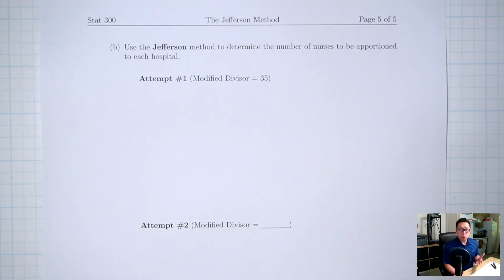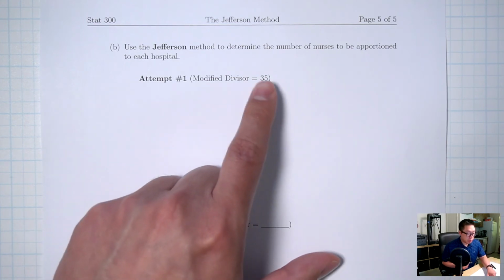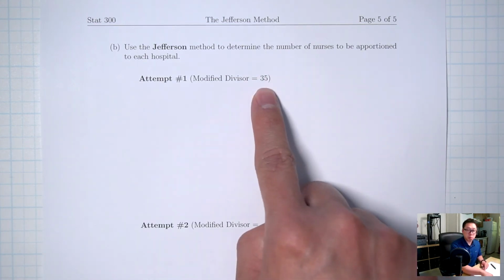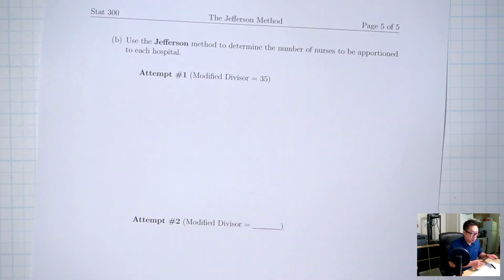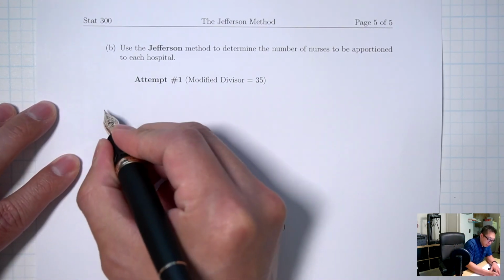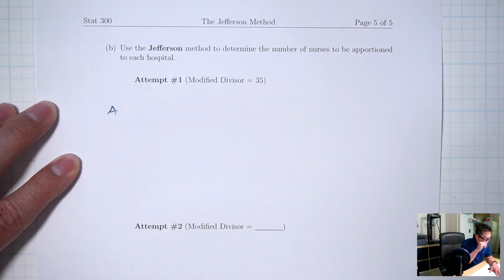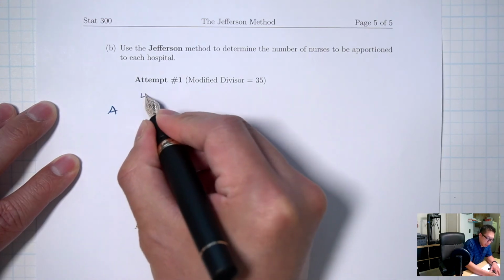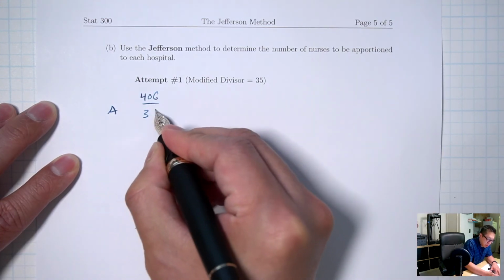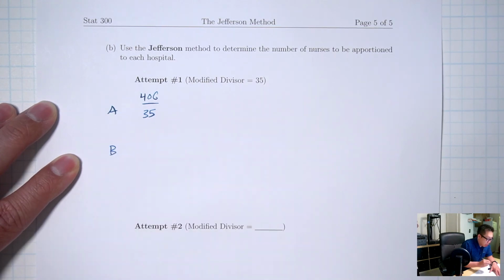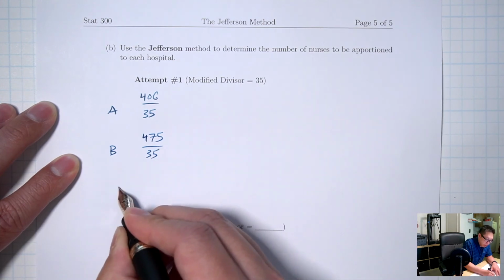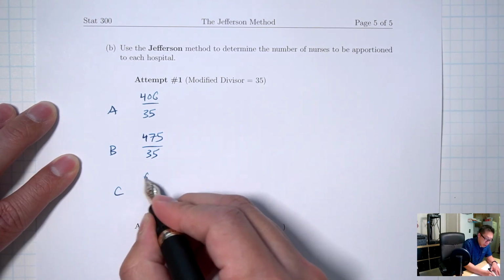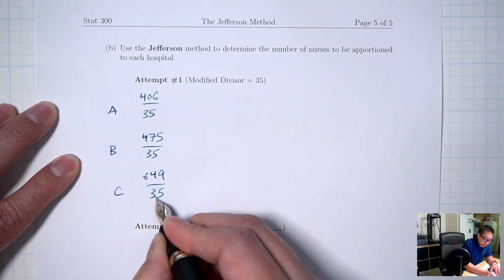So now we'll do the apportionment, this time using the Jefferson method. So with the Jefferson method, I'm going to give you the first guess. So this is the number that we're going to divide each of these numbers by. So the number of beds in hospital A was 406, divided by 35. Hospital B is 475, divided by 35. And hospital C is 649, divided by 35.